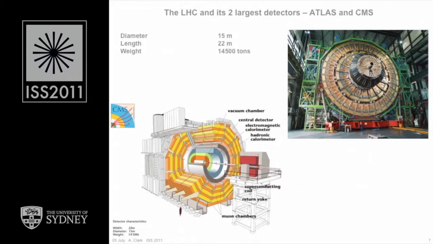This is the CMS detector. It is smaller, only 15 meters diameter and 22 meters length, but it's heavier because they use different techniques to measure their particles, but in principle it's the same. There are collisions coming into the middle and the particles are produced and go out, and all these detectors around the collision point detect what is produced. Here you see a picture of the CMS detector during assembly.